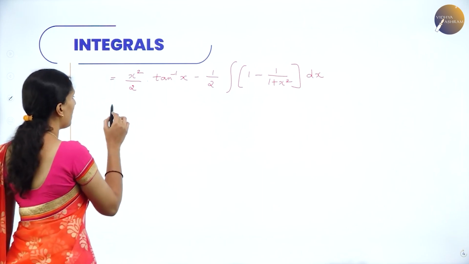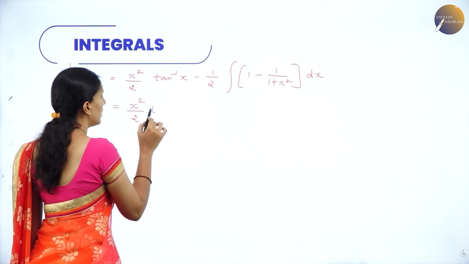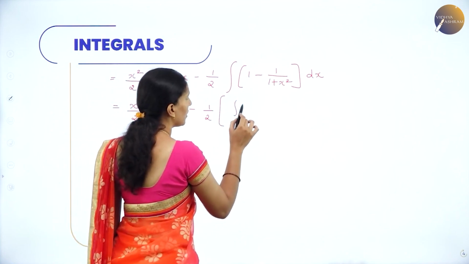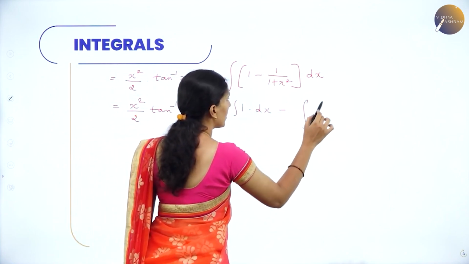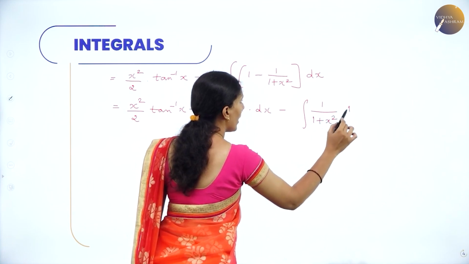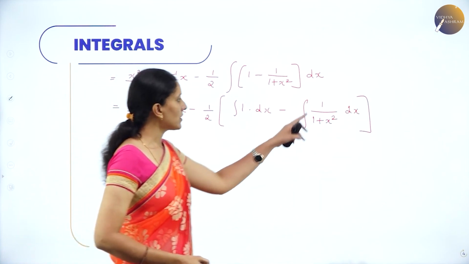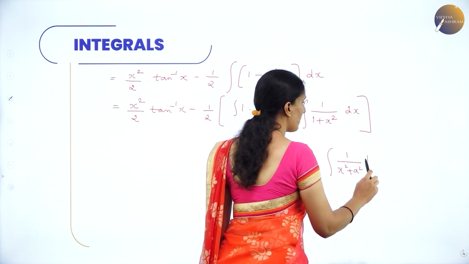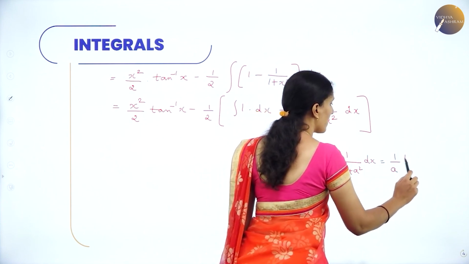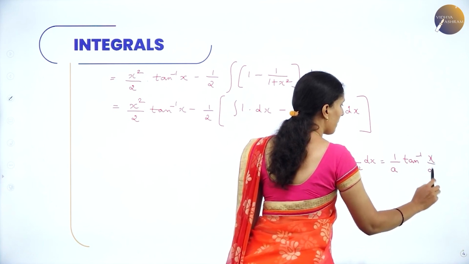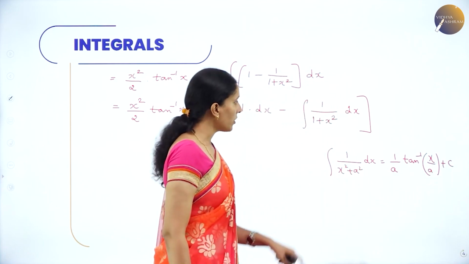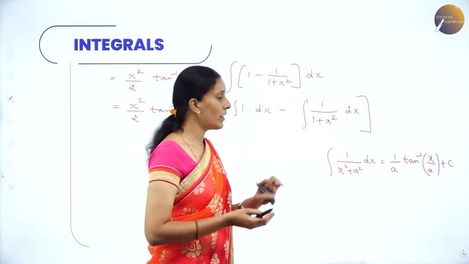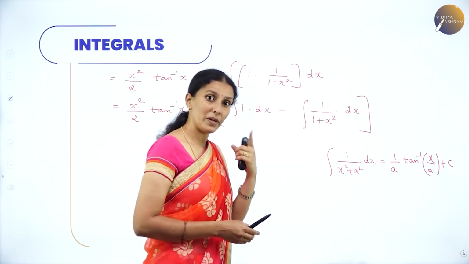Now let us apply the integral. So x square by 2 tan inverse x, we have half outside. So we have integral of 1 into dx minus integral of 1 over 1 plus x square into dx. So now what is the integral of the form 1 over x square plus a square with respect to dx? It is 1 by a tan inverse x by a plus c, correct? Or you know that the derivative of tan inverse x is 1 divided by 1 plus x square. So obviously the integral of 1 by 1 plus x square has to be tan inverse x.